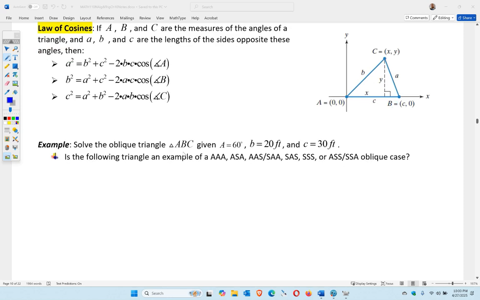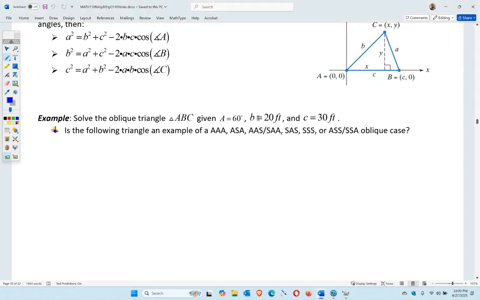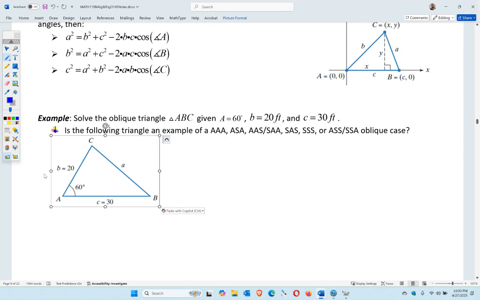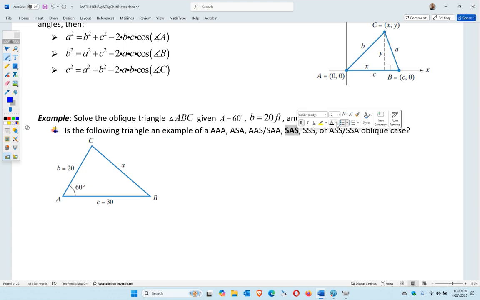Okay, so if I look down here, I'm given an angle and two sides. If I draw and label the triangle, I get something that looks like this, which is a side, angle, side. So SAS is a proper derivation of law of cosines.